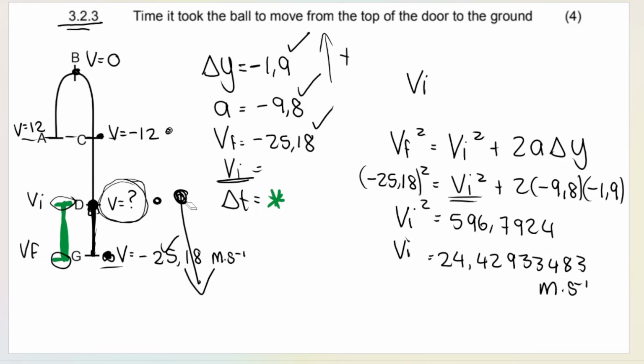But what I want to highlight, what's very important, is the fact that I now know the velocity of the ball at point D, which is 24,429... I'm saying that because I'm not rounding off, meters per second. Right. So I know the velocity at the start of the door. I know the velocity at the end of the door.